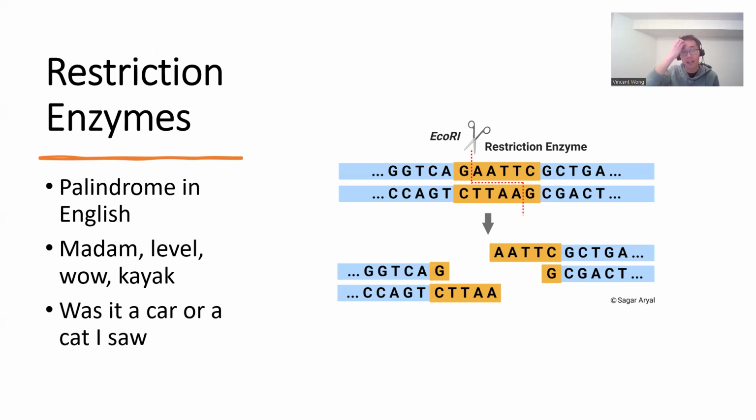You can even have a palindromic sentence. Right? Was it a car or a cat I saw? If you read it backwards, it's the same thing. Okay, so that's a palindrome. Now you can have a palindrome in a DNA sequence as well. If you take a look at the sequence at the top, it's GAATTC. And if you read it backwards on the other side, it's the same thing, GAATTC.